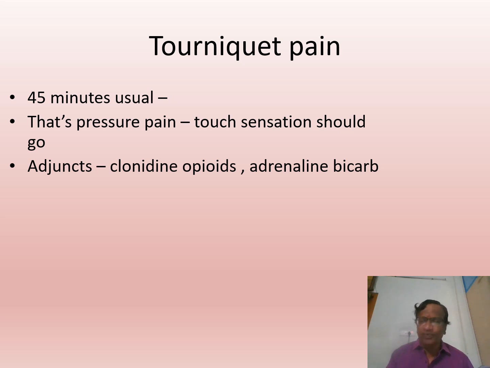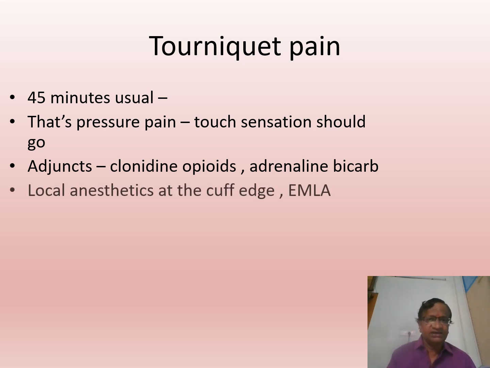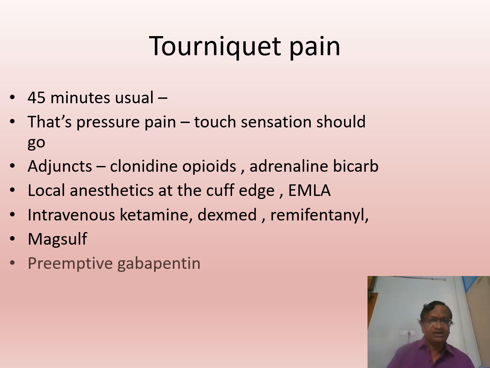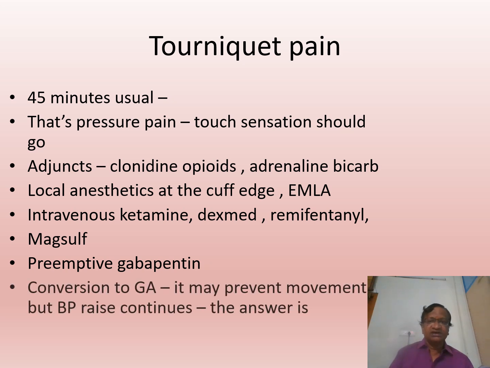We can add clonidine, opioids, adrenaline, bicarb, etc. Local anesthetic at the edge of the cuff, EMLA. Intravenous ketamine, dexmedetomidine, remifentanil, magnesium. So many treatment possibilities have been told. In intrathecal, if you add adjuvants. In local anesthetic, we can add adjuvants. Local anesthetic at the cuff. Musculocutaneous nerve block. IV ketamine, IV dexmedetomidine, magnesium, fentanyl. So many drugs have been used for tourniquet pain. Preemptive gabapentin, conversion to GA, but the BP rise continues.